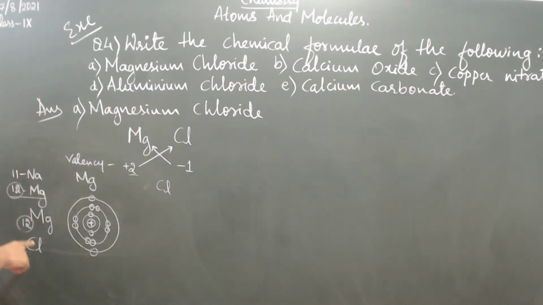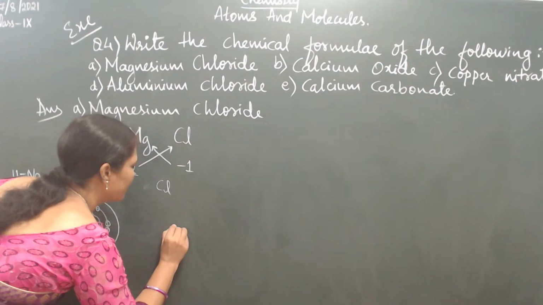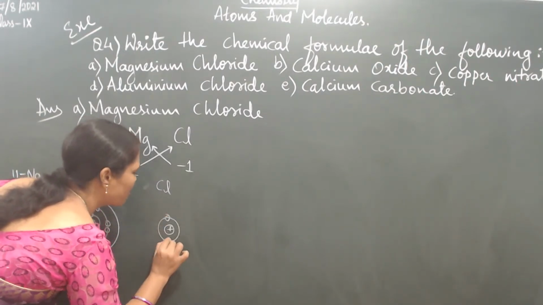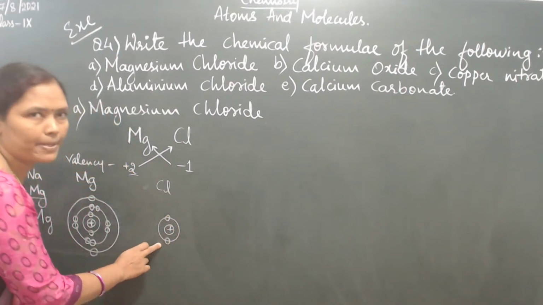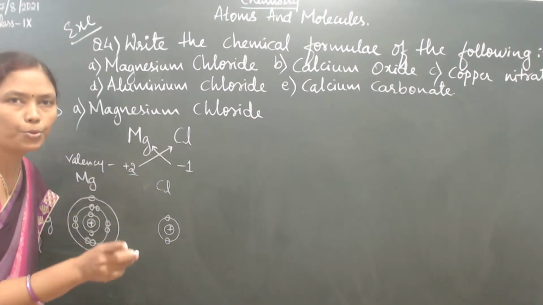Then for chlorine, the atomic number of chlorine is 17. This means when we write the electronic configuration, when we distribute the electrons, we consider this atomic number 17, meaning 17 electrons are present in chlorine. So how are we going to distribute these 17 electrons? The first orbit capacity is only 2 electrons. It follows the duplet rule.